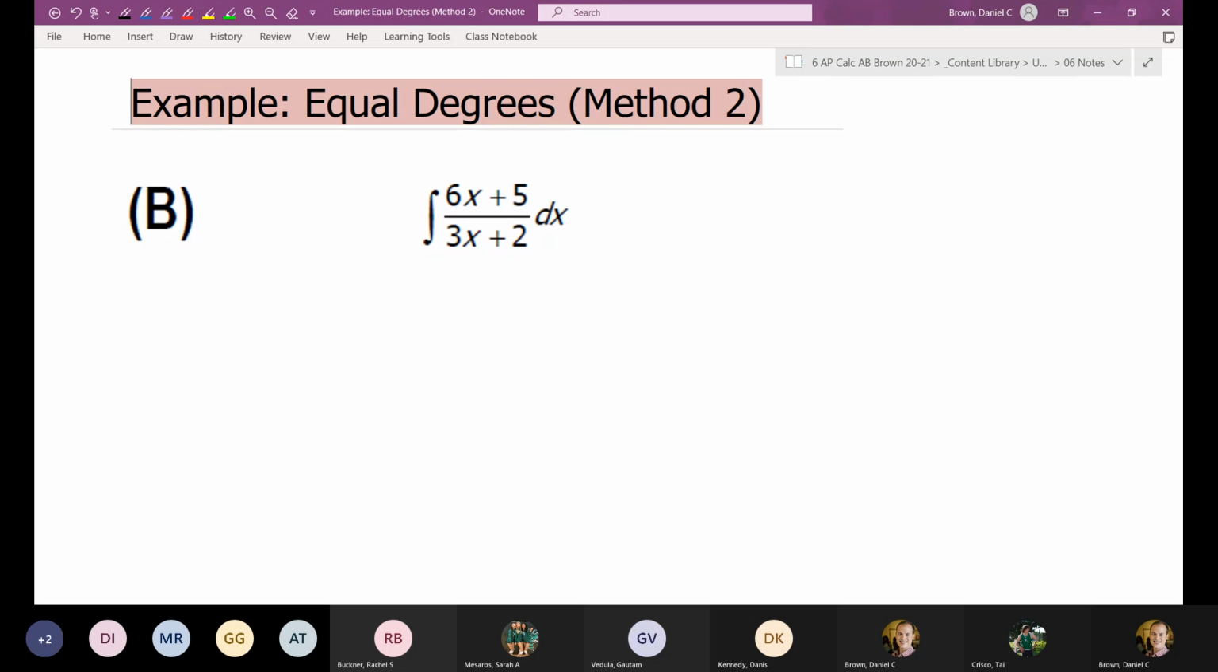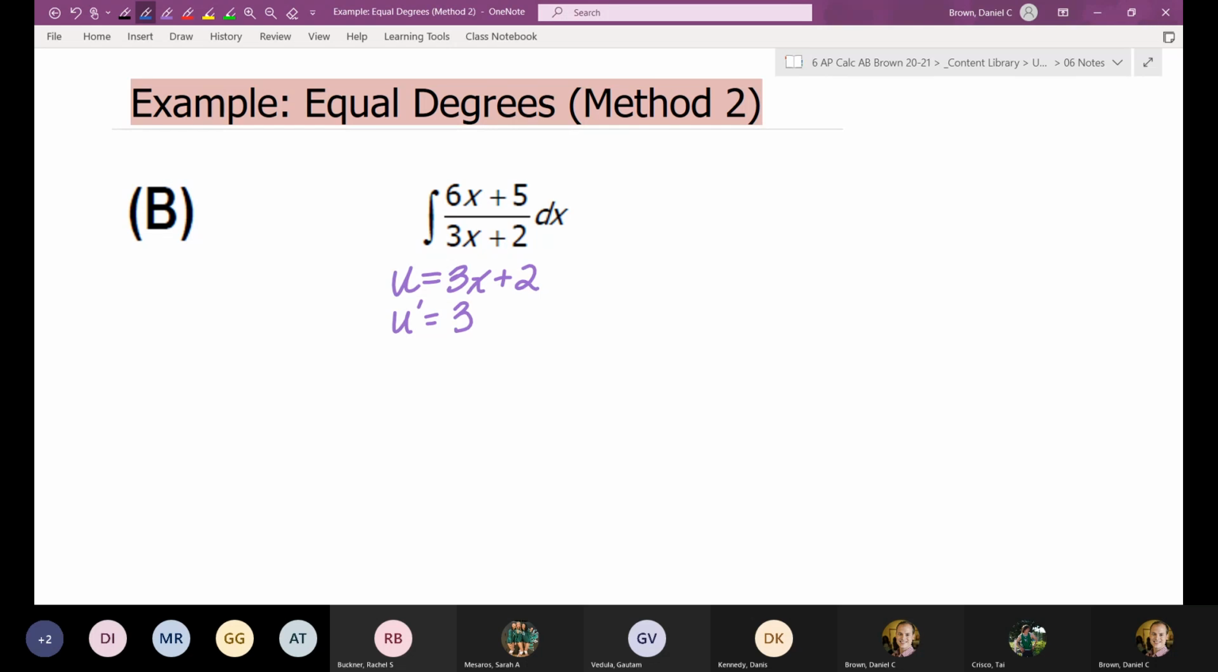Another way to do this is, you see this problem and you're like, okay, I know it's natural log. This is a denominator raised to the first power. Let's just see what would happen if I wanted u to be my denominator, because that's what you would have to do if it was a natural log problem. u prime would be 3, but we have this whole 6x plus 5 up top, and you're like, that's not going to work.